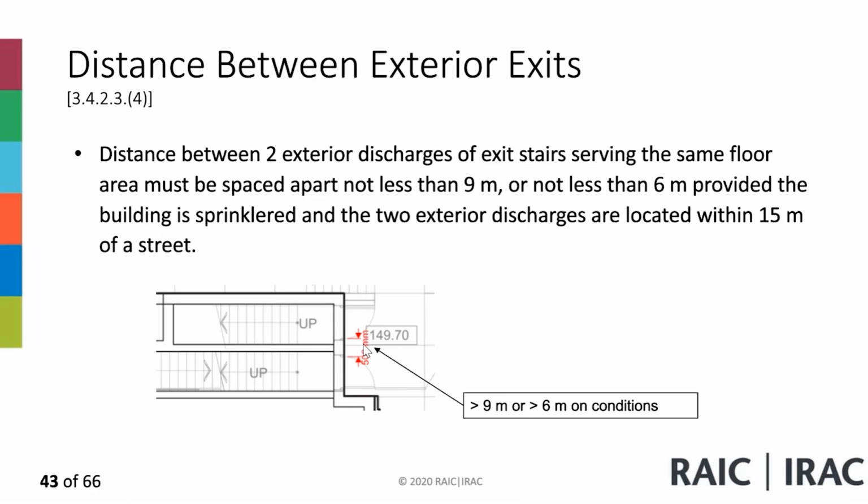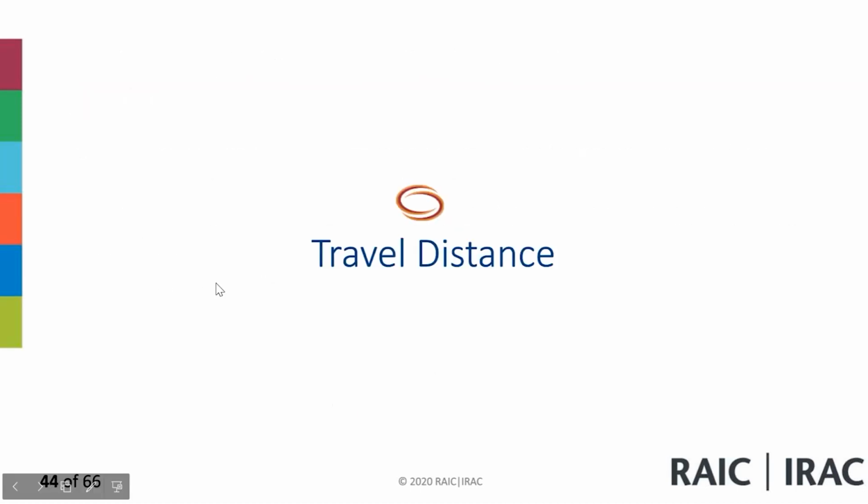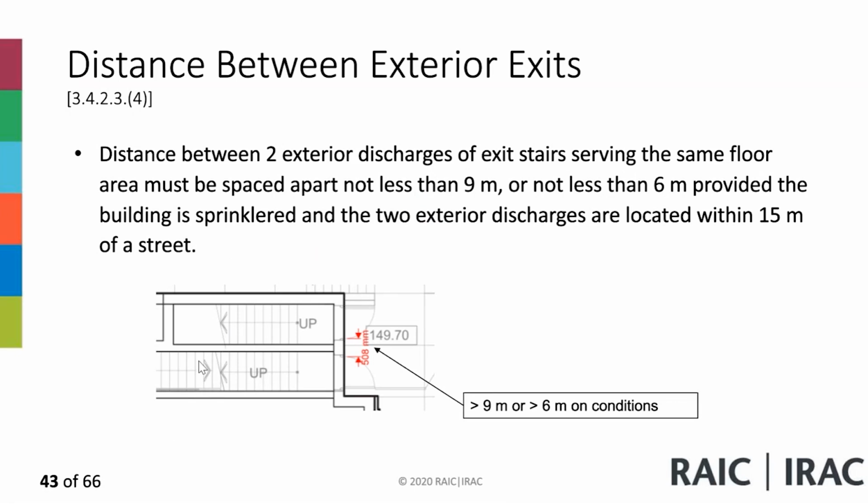of exit discharges. So does this mean that you can't do this? You can't put 2 exit stairs like this, 5 or 8 meters apart? Yeah, I mean, this drawing is really badly drawn. It should say this is not permitted. It should have a cross on it, and the cross is not showing because you're showing here that this distance needs to be more than 9 meters or more than 6 meters. Yeah, it's greater or equal to 9 and 6 depending on the condition.